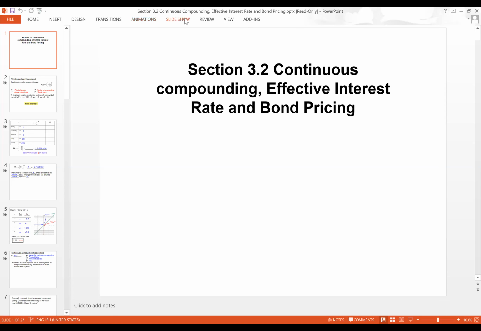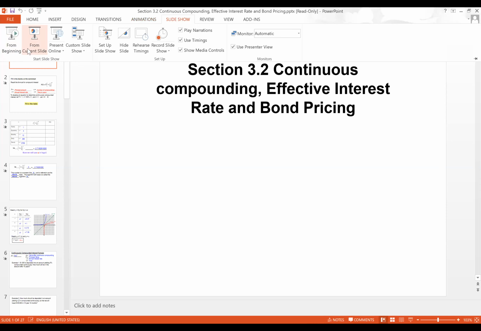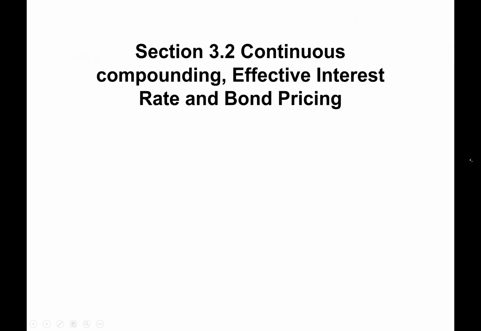But one thing at a time, right? First of all, let's look at the continuous compounding formulas and how we derive the continuous compounding formula. I will show you that in a second. Share the screen. Here we go. All right, so the first major topic in section 3.2 is continuous compounding, then effective interest rate, and bond pricing. Three major topics. And let's look at the continuous compounding formula first.